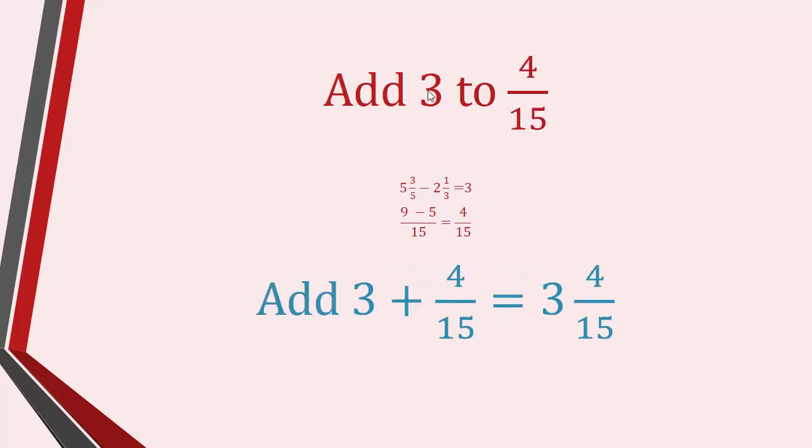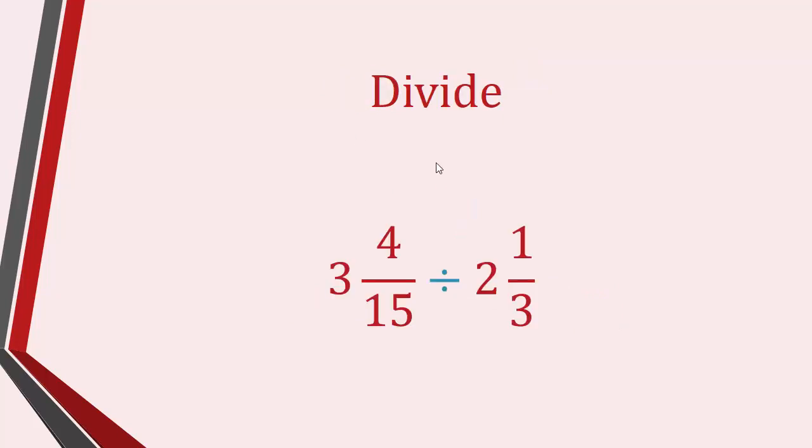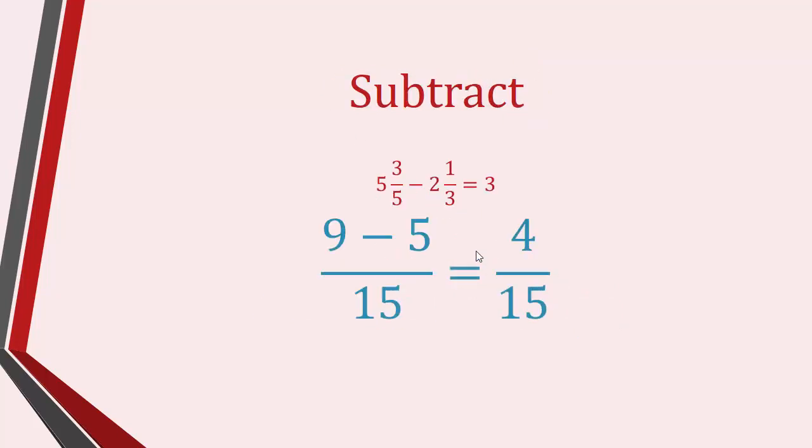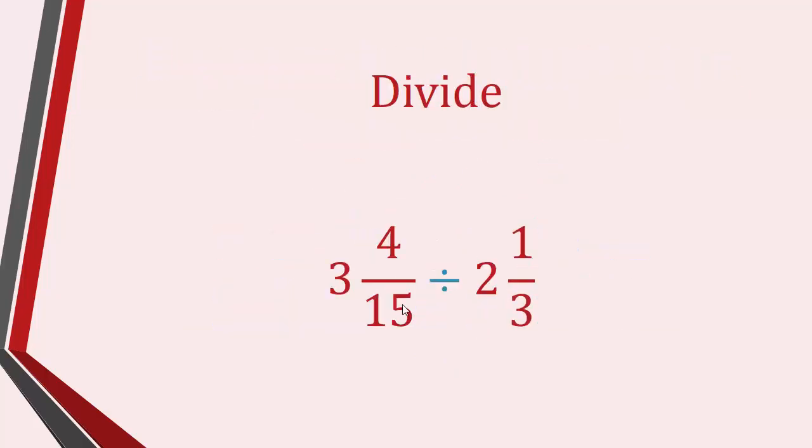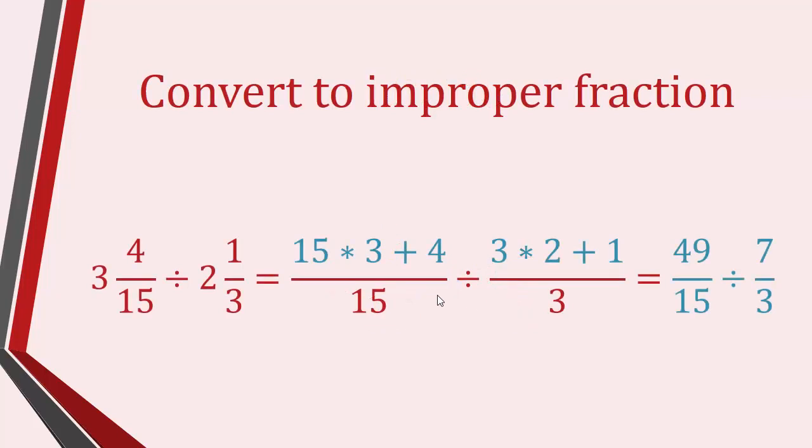So now we add 3 to the 4/15, and that would be equal to 3 and 4/15. Now we divide, because we had to divide by 2 1/3. This is the problem. So we are going to divide now by 2 1/3. So 3 and 4/15 divided by 2 1/3.